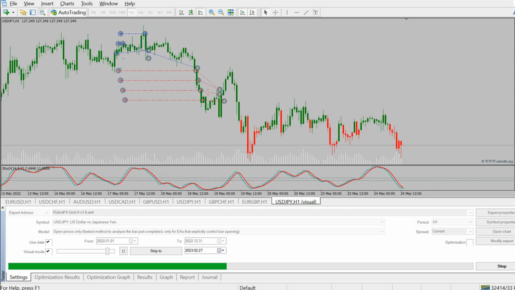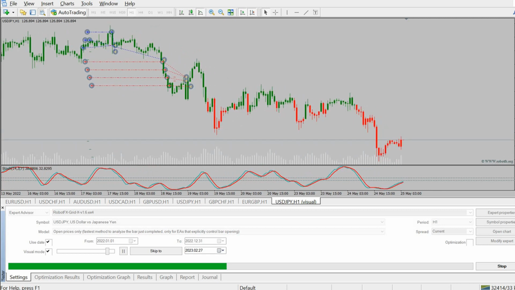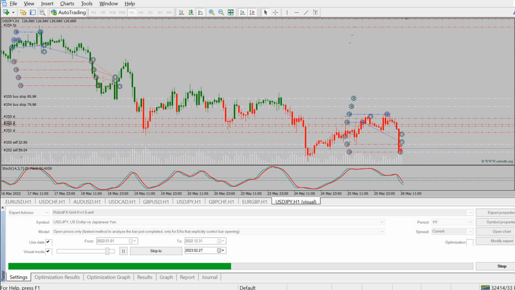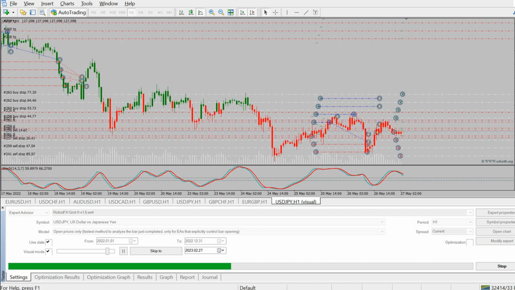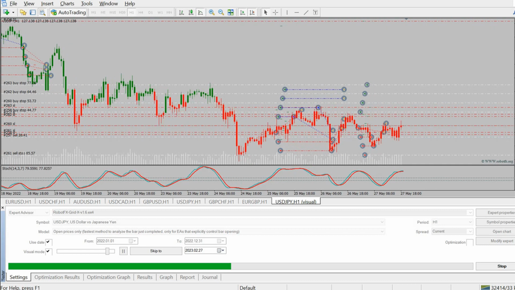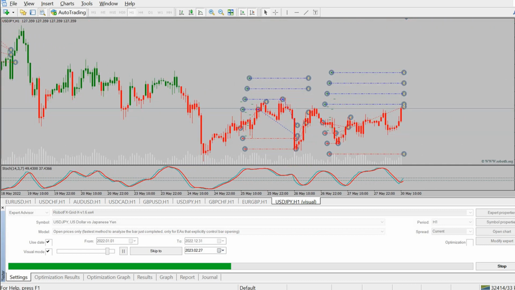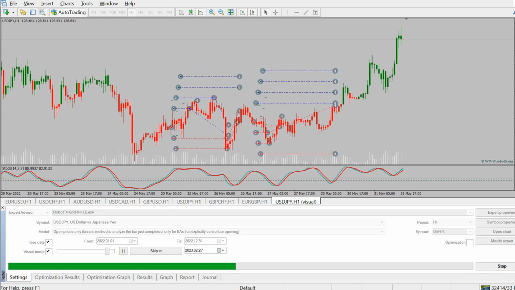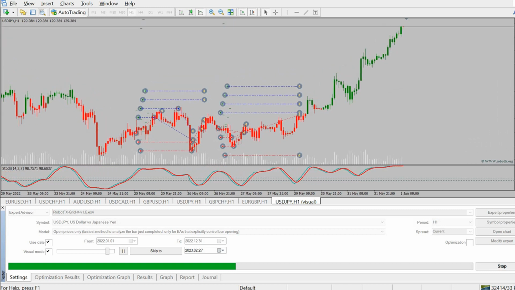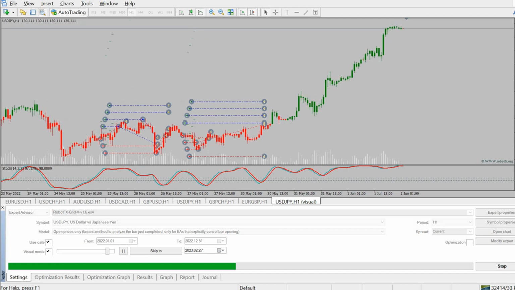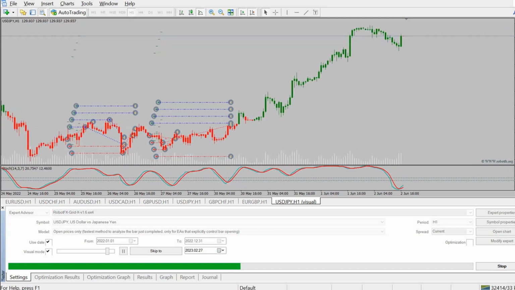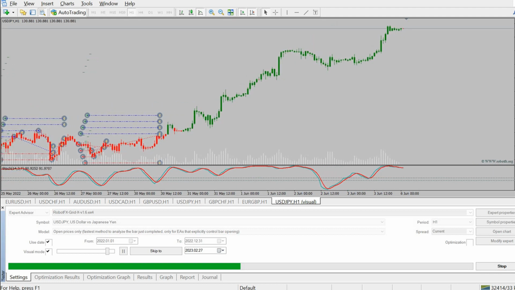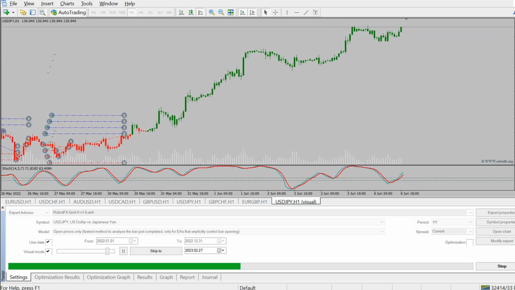I am a fan of the stochastic indicator. I think the stochastic is a very good indicator, an oscillator, to determine the entries of the trades and also the exits, if used for that purpose. So stochastic is doing a great job in this situation, or in any trading situation, if used properly, of course.